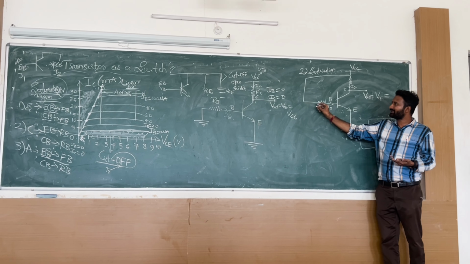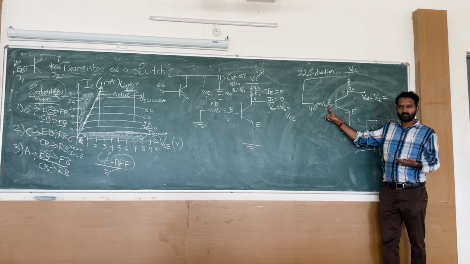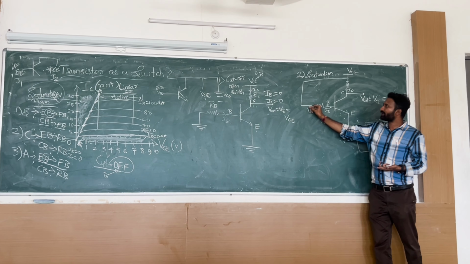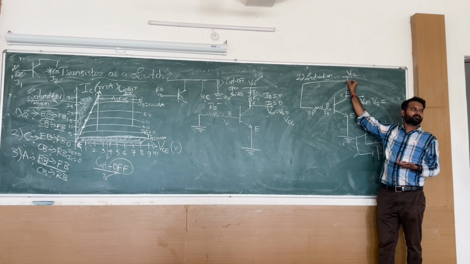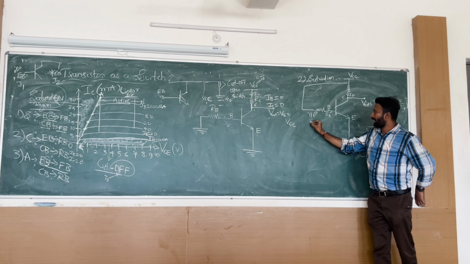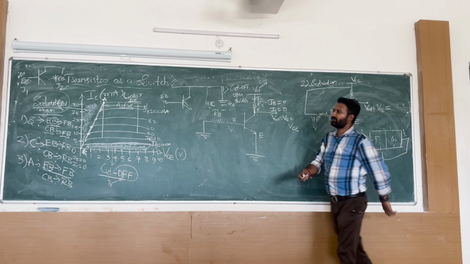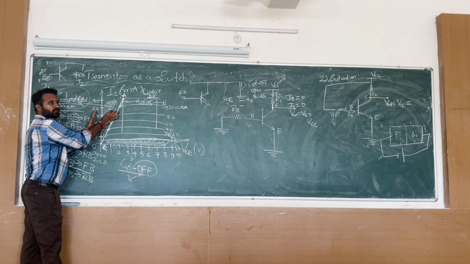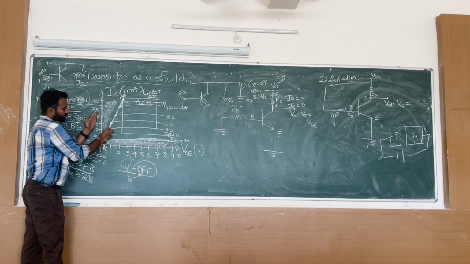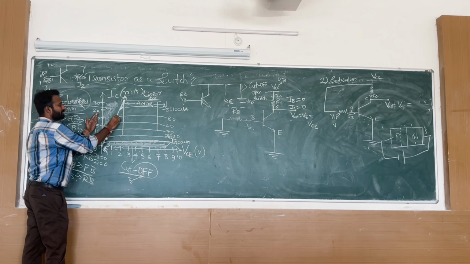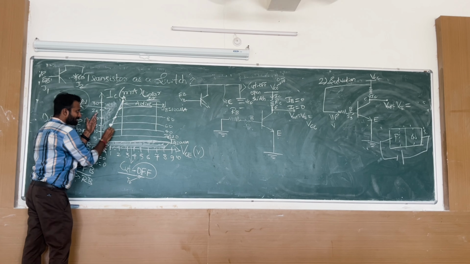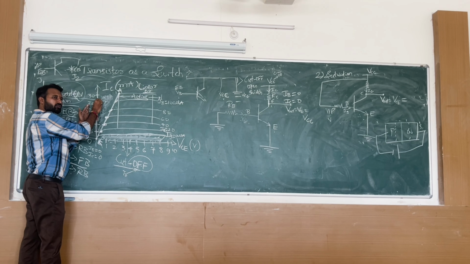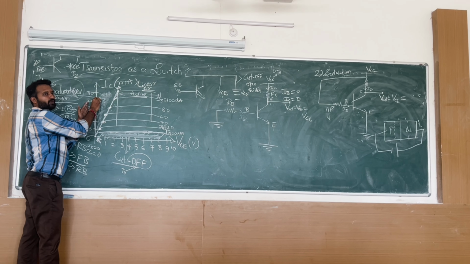What am I doing? The base is the input. Collector is the output. I am connecting the base to VCC, which means I am increasing the voltage, which means I am increasing the base current. Look into the saturation diagram. This is base current, this is base current, this is base current. I am increasing the base current. Parallelly, collector current is also increasing.